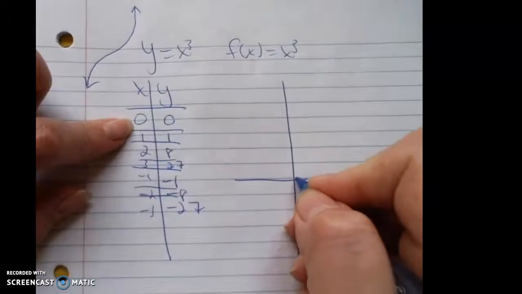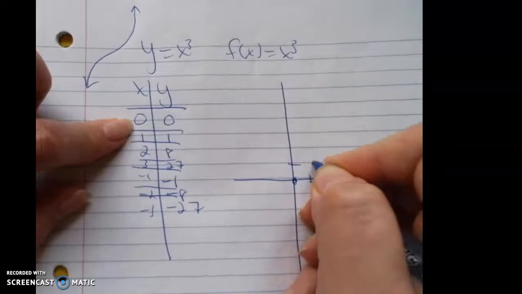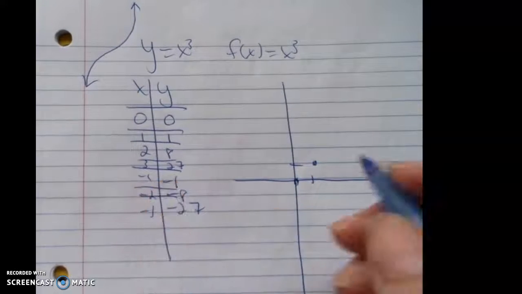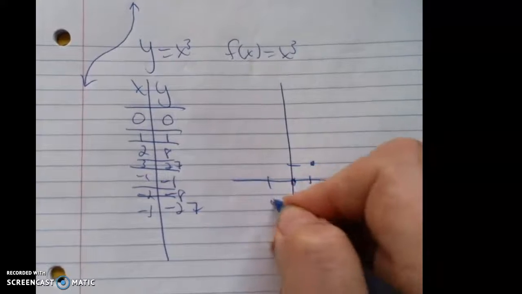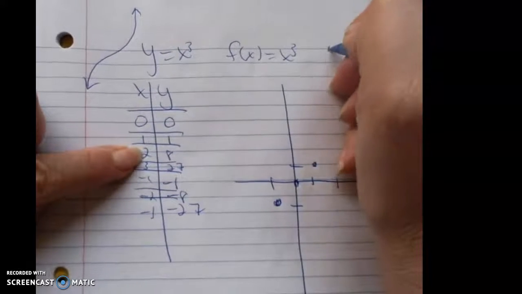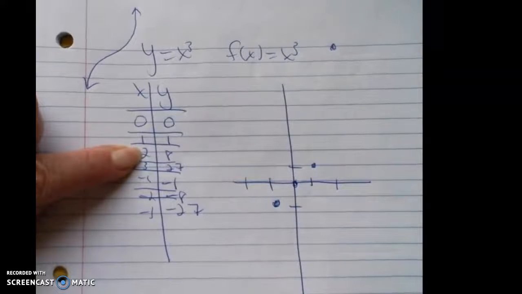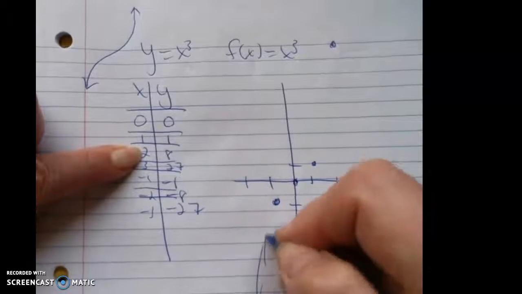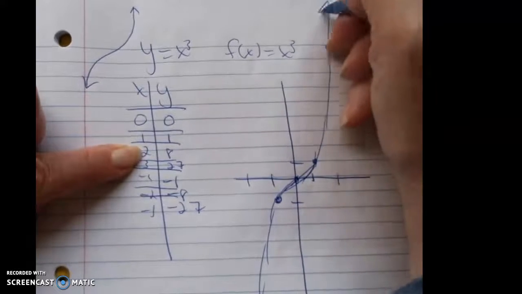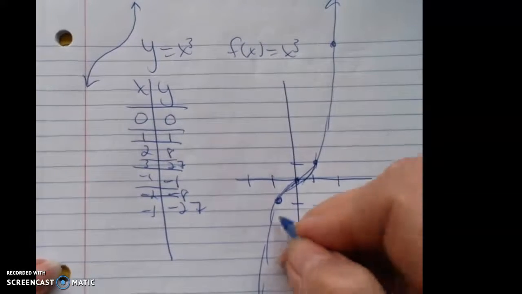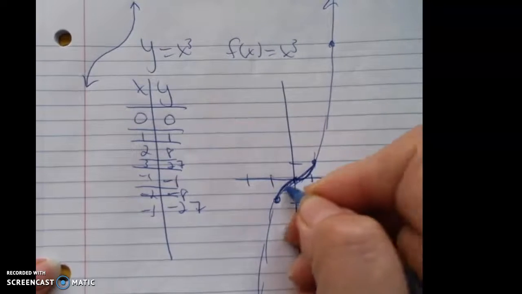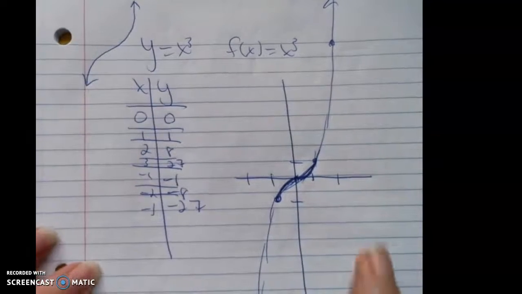It's doing that. So at 0, 0, there's a dot. 1, 1, there's a dot. And negative 1, negative 1. And then at 2, I'm way up here at 8, and at negative 2, way down here at negative 8. So it's going to kind of come, I'm not very good at drawing that, but kind of like that. Maybe a little flatter there. So something like that. Okay, so there's my graph.